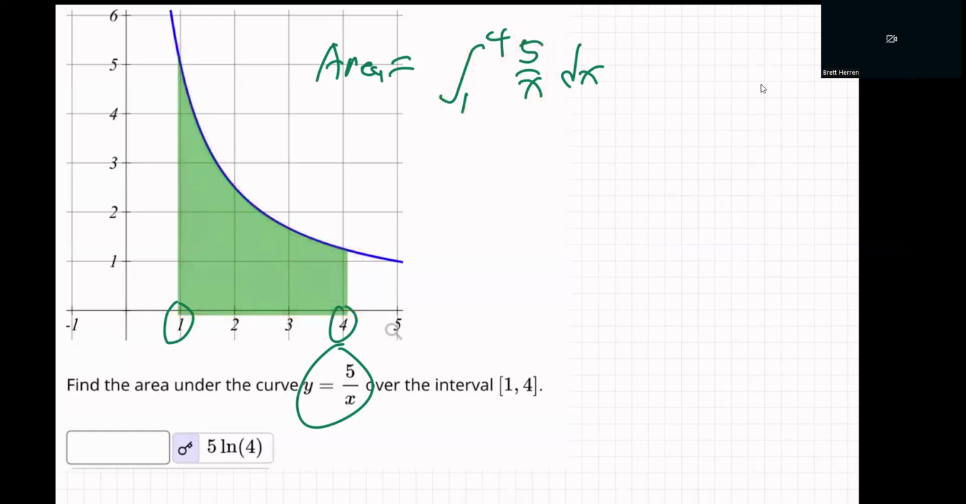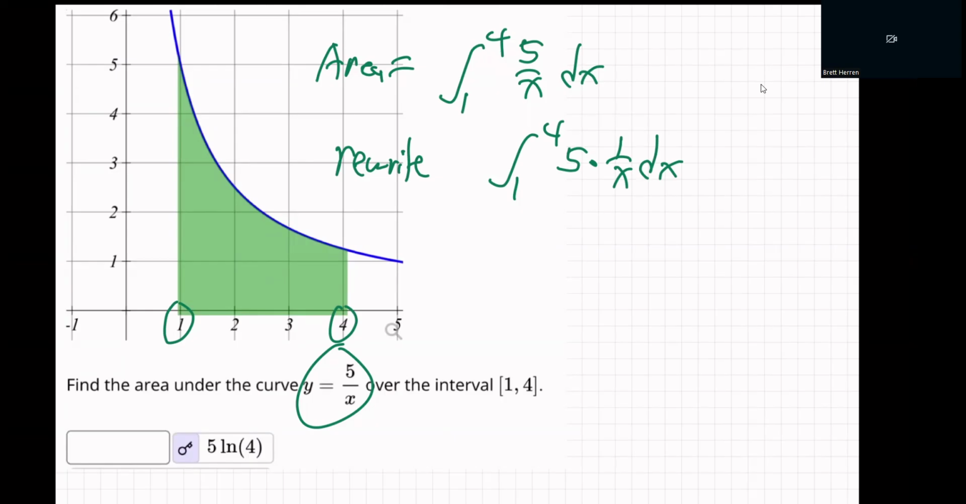So how do we do it? How do you do the integral? Well, it's the antiderivative. That's what we learned. Let me first rewrite it before we take the antiderivative. This is the integral from 1 to 4 of 5 times 1 over x dx.